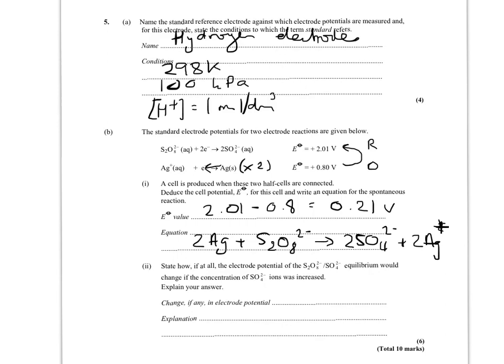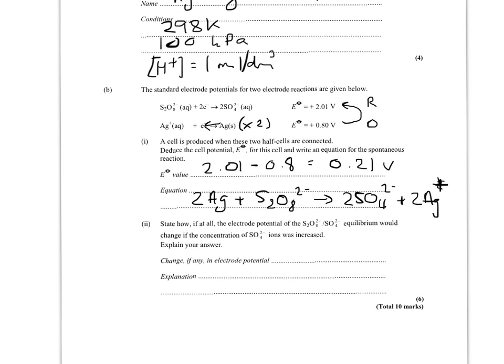And then finally, we've got another one of these equilibrium questions. So it says, state how the electrical potential of the S2O82- and SO42- equilibrium would change if the concentration of SO42- was increased. Explain your answer. So if SO42- was increased, that would shift the equilibrium to the left-hand side to reduce that increase in concentration, and therefore more electrons would be produced, and therefore the electropotential would decrease because it would become more negative as more electrons are produced.